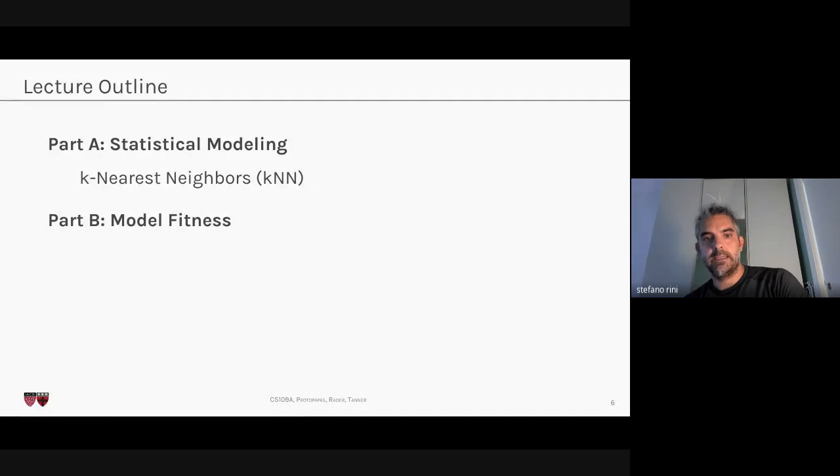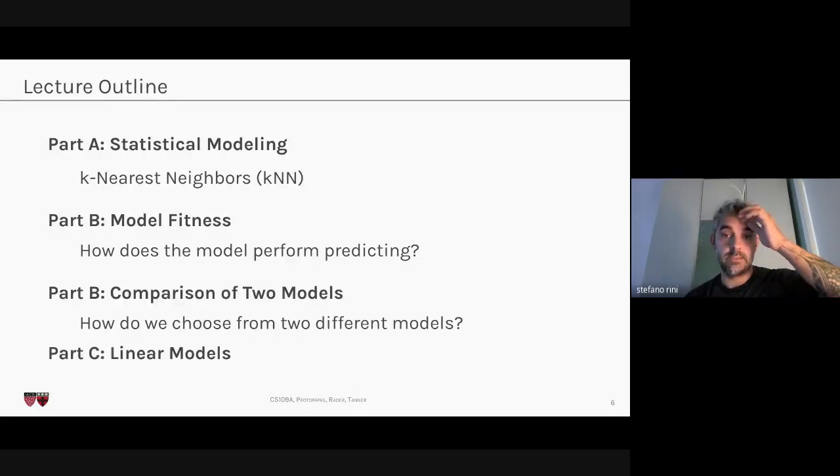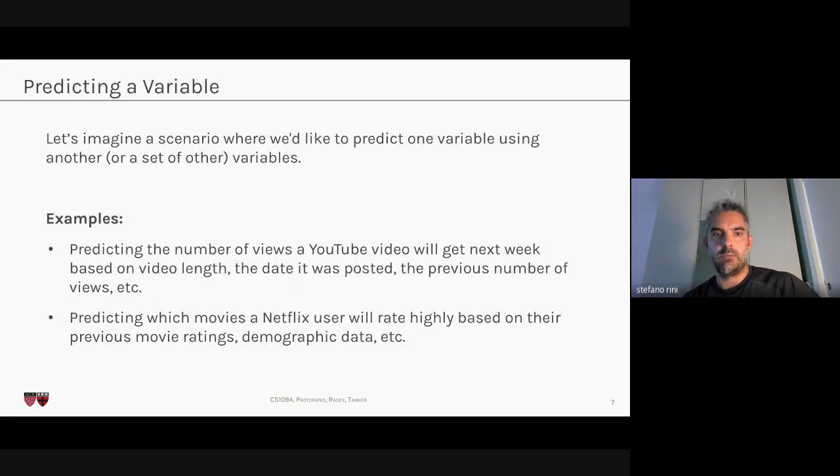Okay, very good. So now we can move to the presentation of k-NN. You guys should be able to see this. Okay, so k-NN, again, all the credits to our friends at Harvard. So let's talk about statistical modeling. What is the k-NN? Model fitness and comparison of two models. And then we're going to discuss a little bit linear models. So we're going to go 20 minutes on this, and then we should be done for the day.